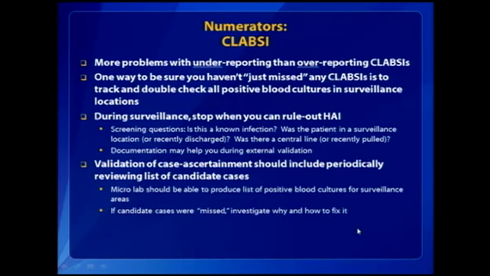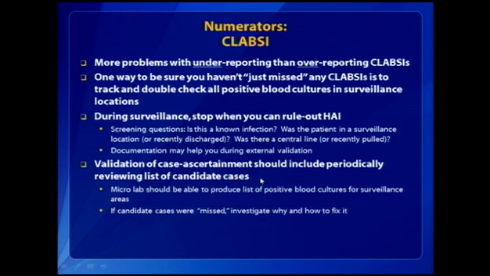Looking at numerators for CLABSIs, we know from state validation efforts that there have been more problems with underreporting CLABSIs than with overreporting CLABSIs. So one way to make sure that your facility hasn't just missed CLABSIs is to double check the positive blood cultures that have occurred in your facility, at least as documented by your microlab LIS. So during surveillance, stop when you can rule out the HAI, but up until that point, make sure you have been aware of the positive blood cultures.